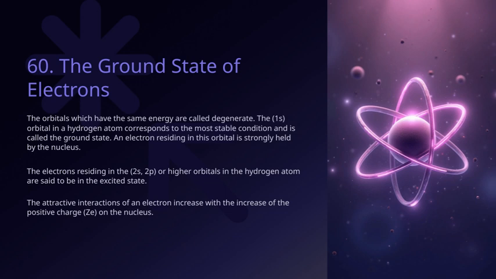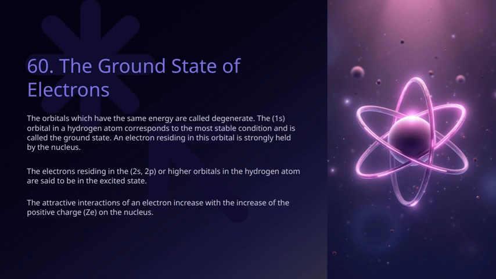Next, consider the electrons in a hydrogen atom. When electrons occupy the 2s, 2p, or higher energy orbitals, they are said to be in an excited state. This is a higher energy condition compared to when they are in the lowest possible energy state.